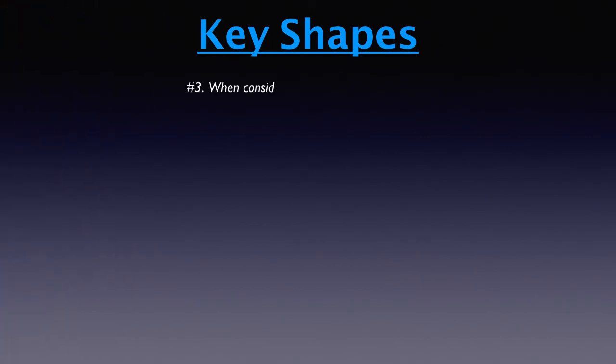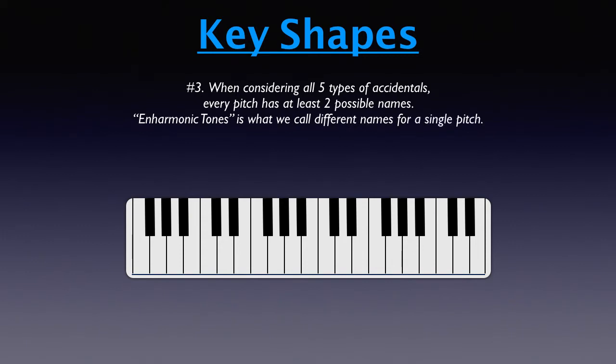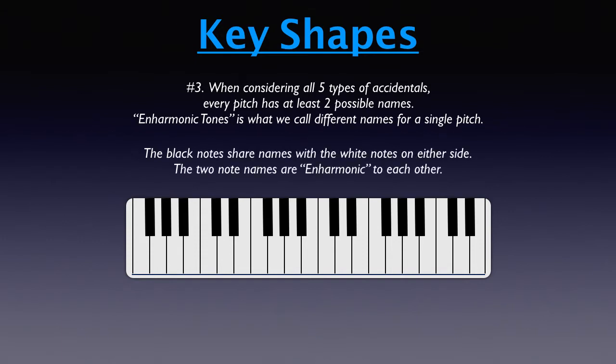When we consider all five types of accidentals, every pitch has at least two possible names. Enharmonic tones is what we call different names for a single pitch. Black notes share the names of white notes on either side. The two note names are enharmonic to each other, so F sharp and G flat are the same sound. The same is true for A sharp and B flat, D sharp and E flat, G sharp and A flat, C sharp and D flat.